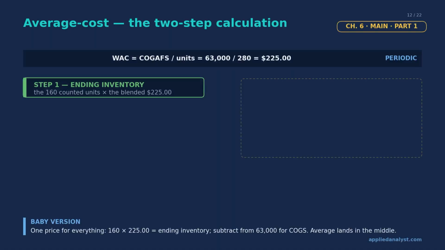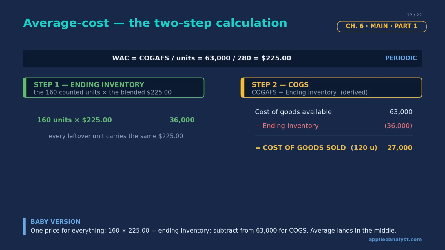Same structure. That flat line now turns into two steps at one blended price. The weighted average is 63,000 over the 280 units. That's $225 even. Step 1, ending inventory, 160 units left, times that average, 36,000. Step 2, the subtraction, 63,000 minus the 36,000, that leaves 27,000.